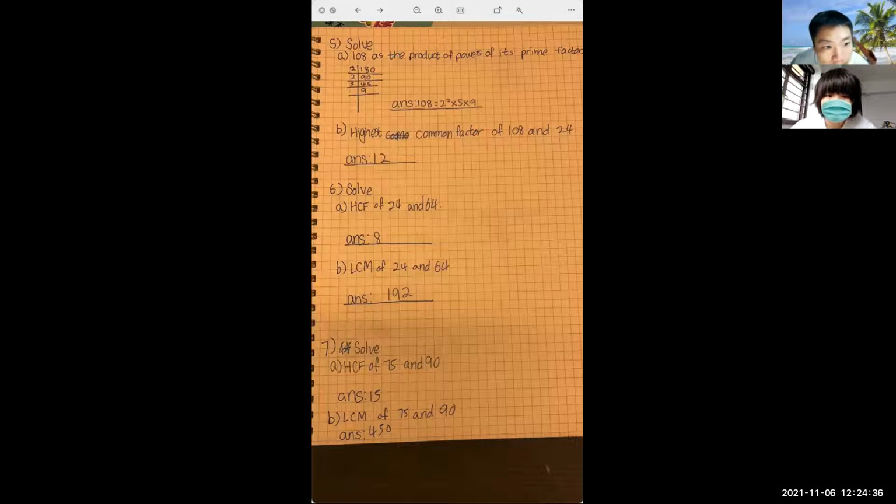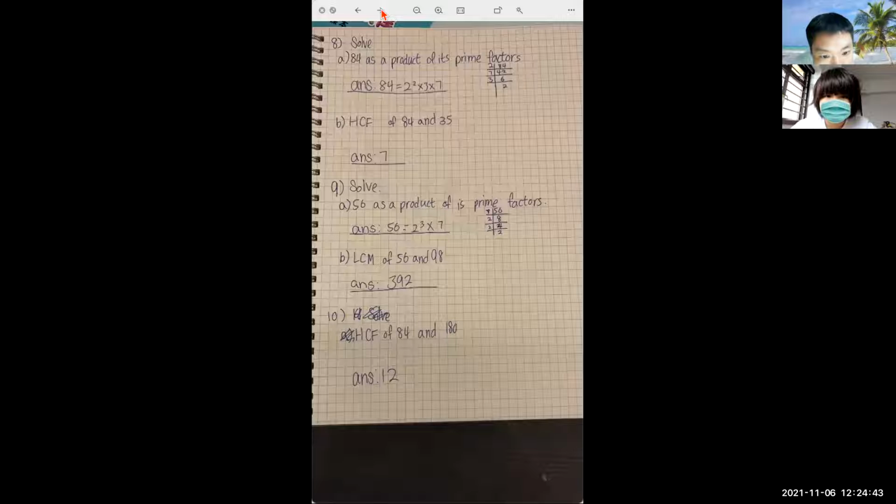Next. How come it becomes this color already?